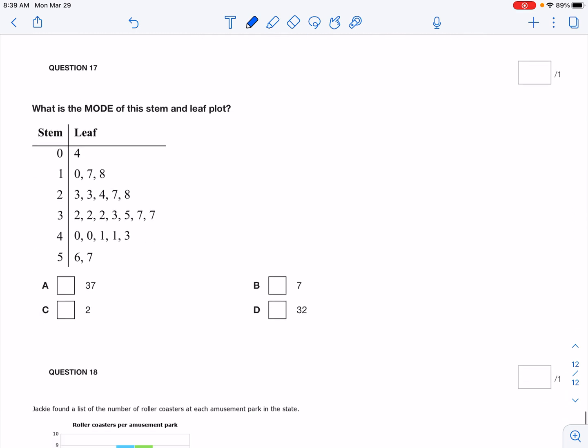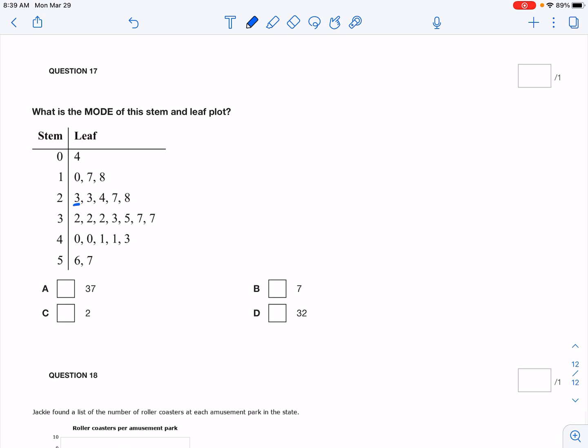All right, then number 17, looking for the mode. Remember, mode is the most often. So I'm looking for repeating numbers, looking for which one I see the most of. So I see the most 2s. They have the stem 3. So 32 is our mode.